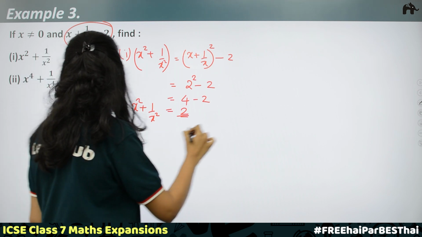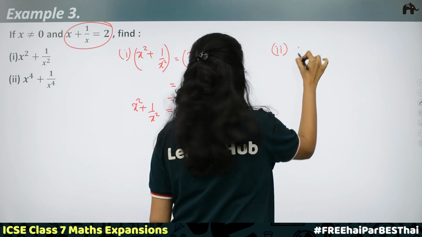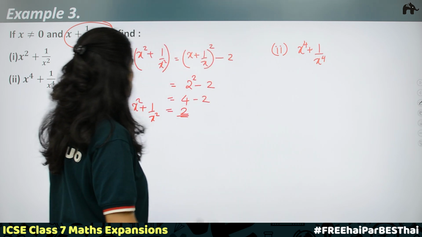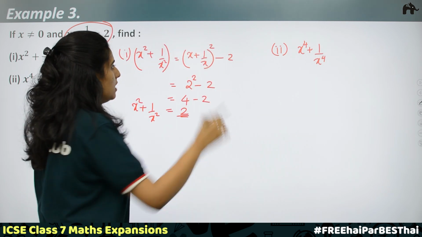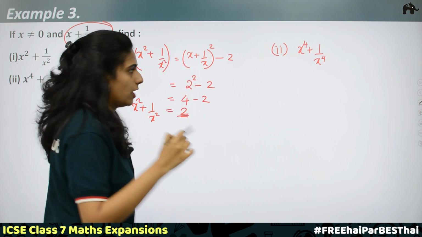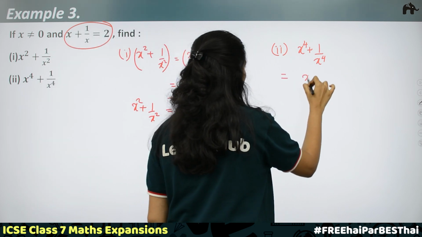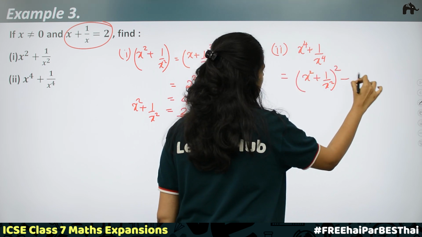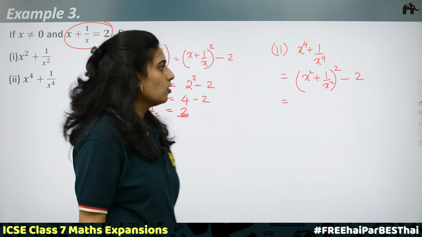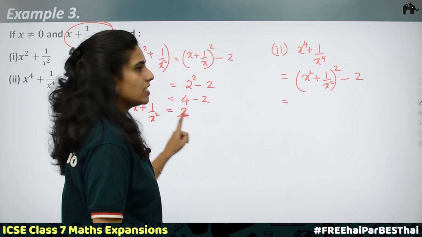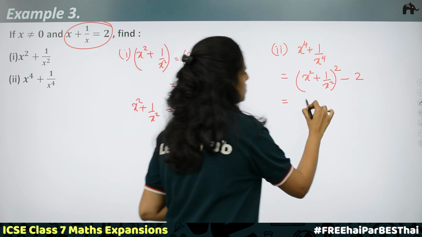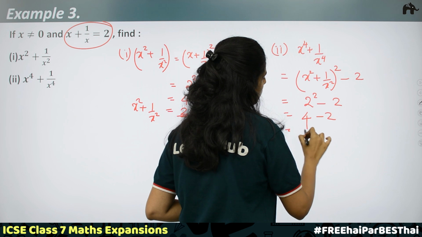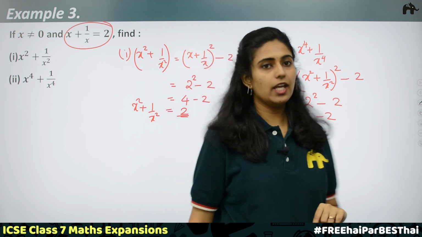Now, the second part of the question, we need to find x raised to 4 plus 1 by x raised to 4. So in place of x square, we are going to put x raised to 4, and in place of x, we are going to put x square. So this will be equal to (x square plus 1 by x square) whole square minus 2. What is x square plus 1 by x square? We have determined it to be equal to 2. So 2 square minus 2, which is 4 minus 2 equal to 2. So this value also we are going to get as 2.